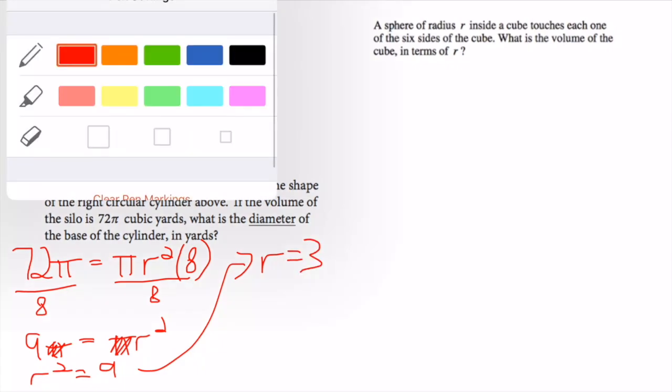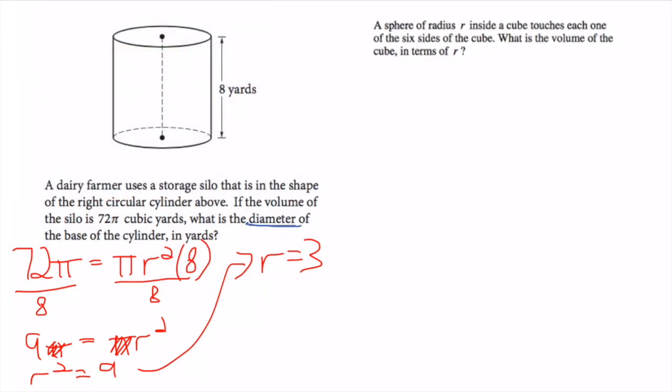Now, a hint here is the underlined diameter, because a lot of times people will arrive at this answer and just say 3. I know that diameter equals twice the radius, so the diameter here just equals 6. This is the radius, the whole thing is the diameter. So the diameter is just 6 here.